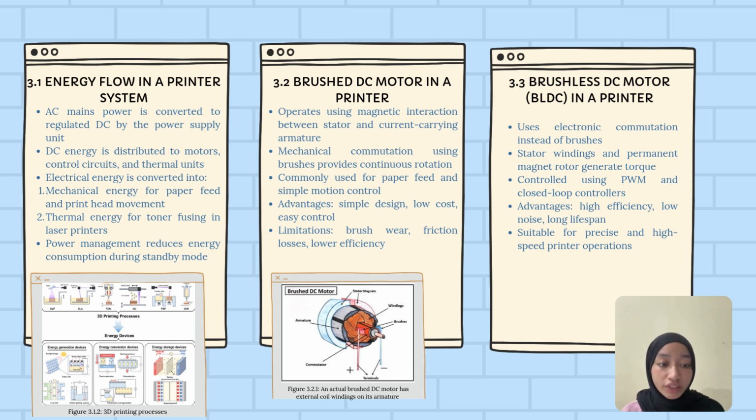It uses electronic commutation instead of brushes. Stator winding and permanent magnet rotor generate torque. Control using PWM closed loop controller. Advantages: high efficiency, low noise and long lifespan.